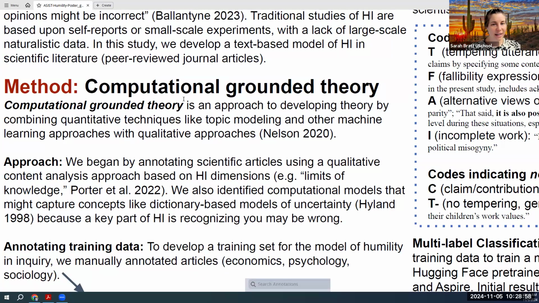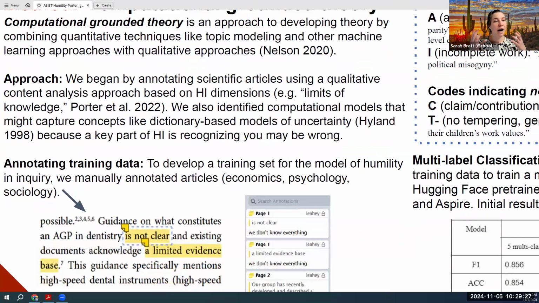And this approach is a relatively emerging method for developing theory. So grounded theory is one that aims to derive theory by analyzing text and other types of evidence. So this computational grounded theory combines quantitative computational techniques, like topic modeling and other machine learning approaches, with qualitative approaches. You can see Nelson 2020 for a very good overview of computational grounded theory. And the idea is that you use a combination of these quantitative and qualitative approaches together to do modeling of phenomena in larger scale settings.